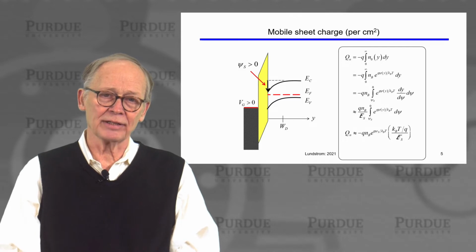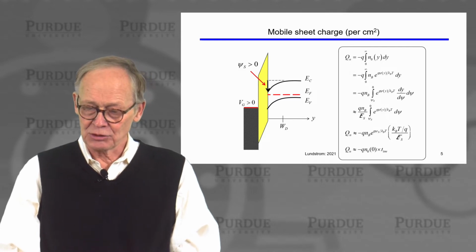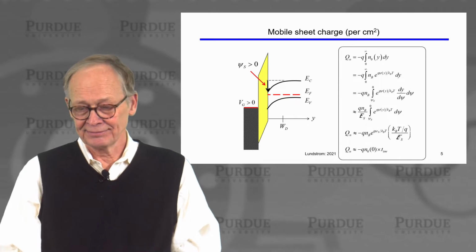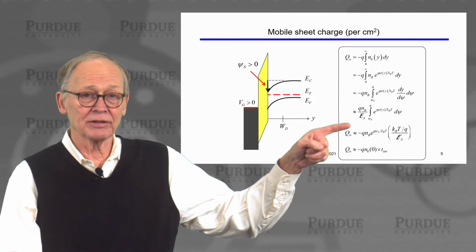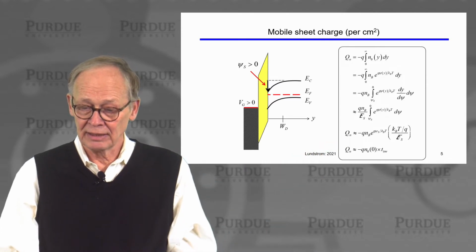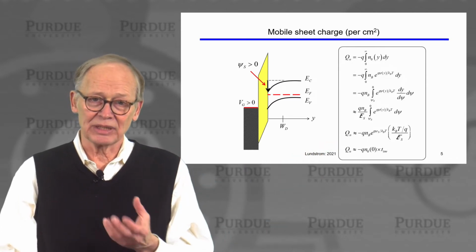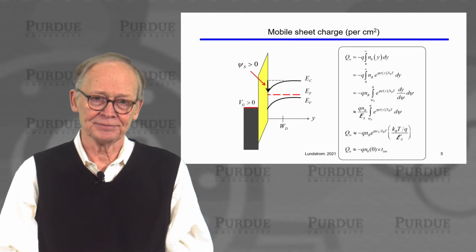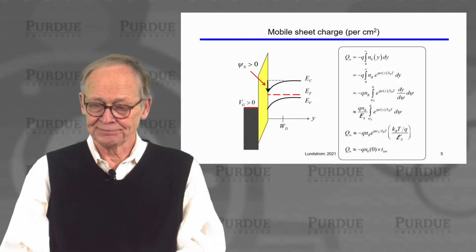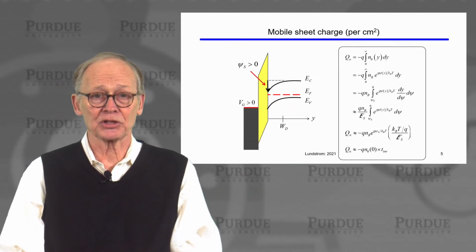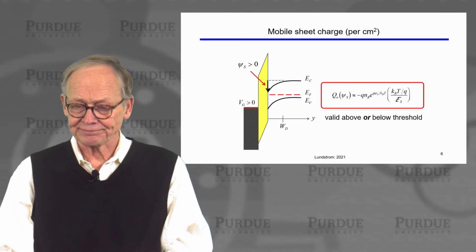If you look at that quantity in brackets, you can see that it has the units of distance. The numerator is volts, the denominator is electric field, volts per centimeter. So that quantity in brackets we can interpret as the thickness of this mobile charge layer, or inversion layer. So that's our final expression for the mobile charge per square centimeter.